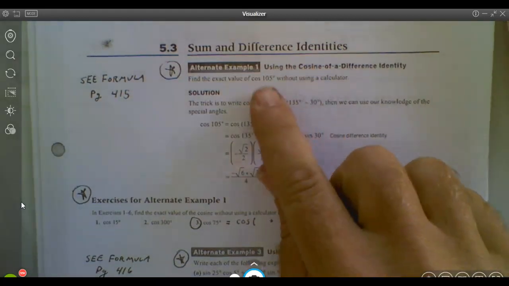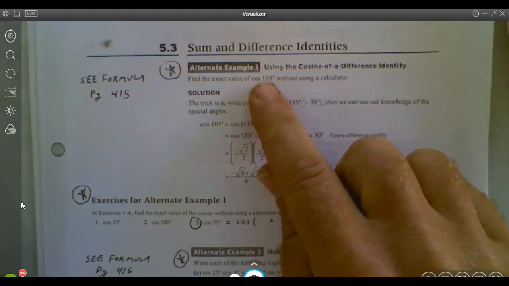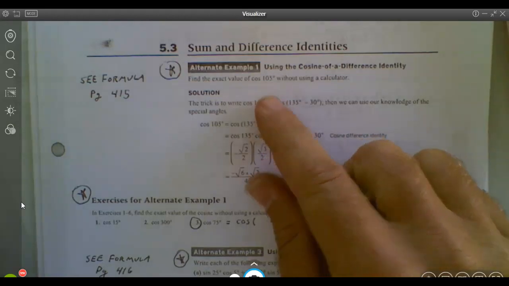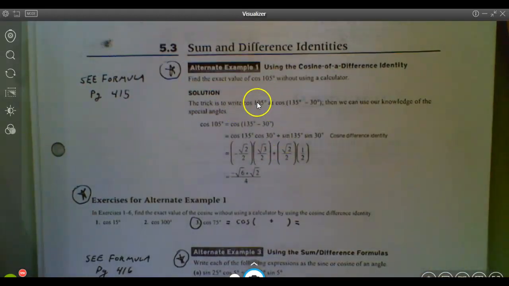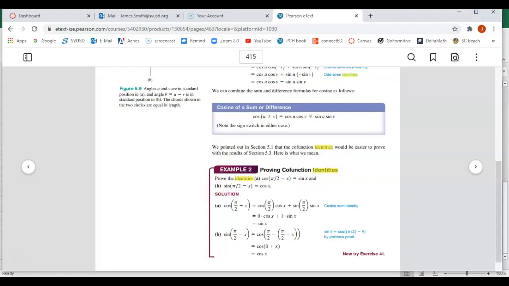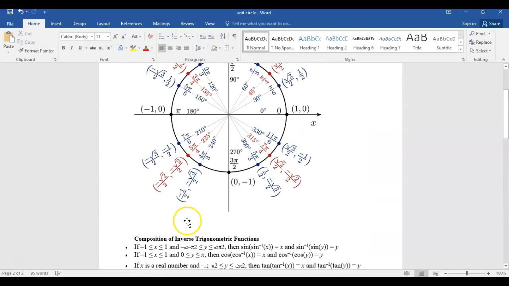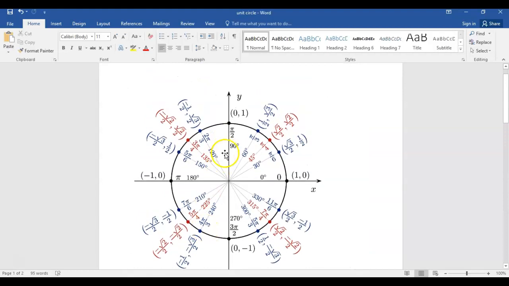If we wanted to find some values like this, things that are not on the unit circle, like we don't really have a value for 105 degrees, we have some values around it, but not for 105. So if we look at our unit circle real quick, there we go. We have values for 90, we have values for 120. We know 105 would be somewhere in here, but that's not one of the angles that we're typically going to look at on the unit circle. So how do we come up with values for that when it's not one of these main angles that we have?